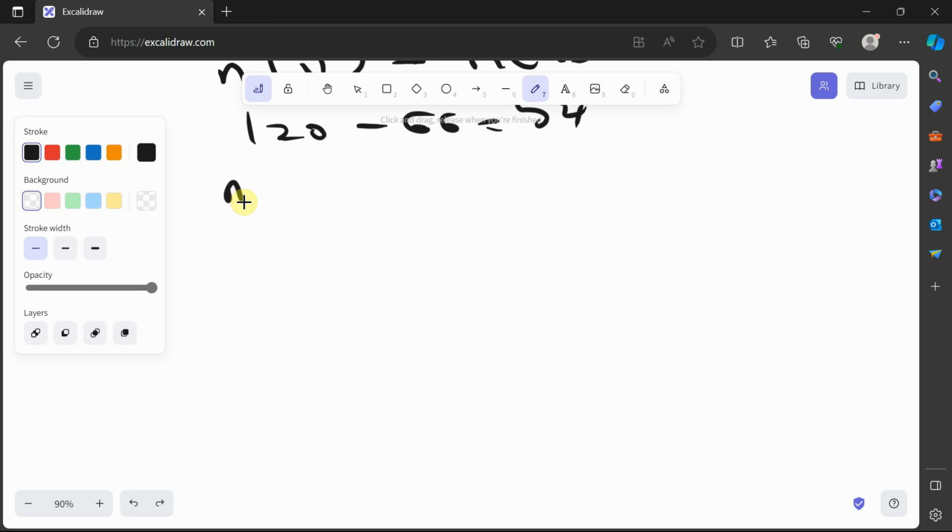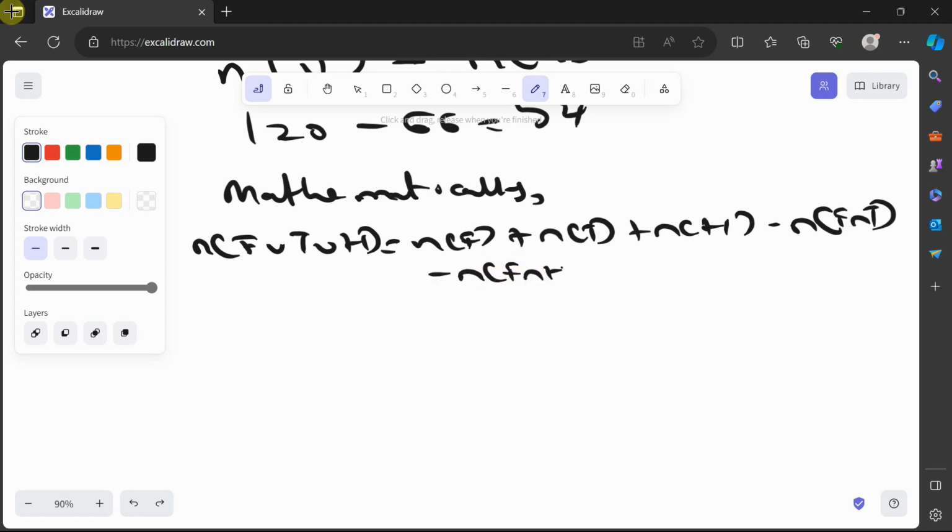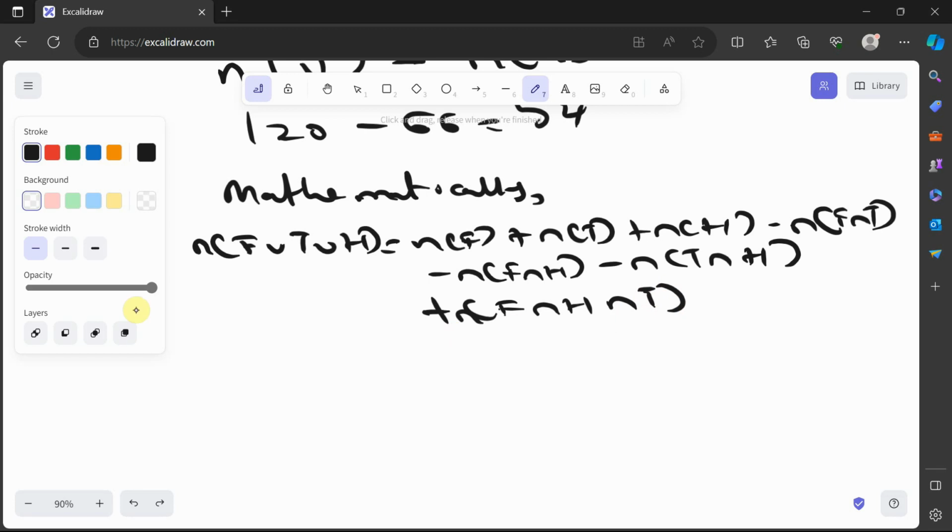So mathematically, our formula is n of f union t union h. That will be equal to n of f plus n of t plus n of h minus n of f intersection t minus n of f intersection h minus n of t intersection h. Then when we finish removing, we'll now add the intersection of three of them. That will be n of f intersection h intersection t. So this is our formula.